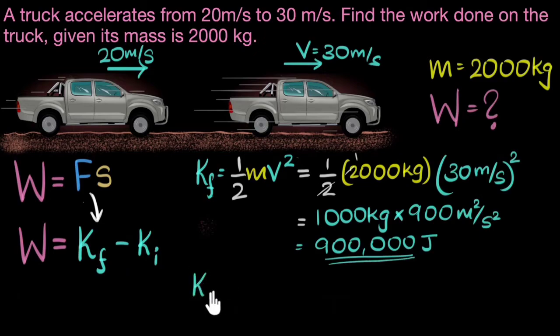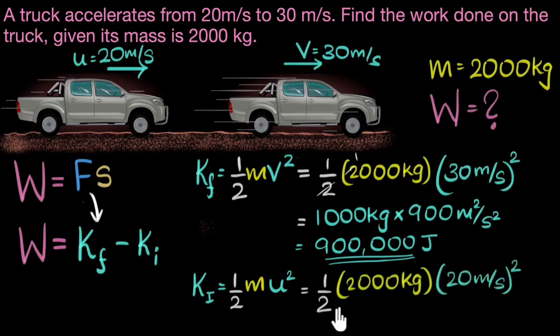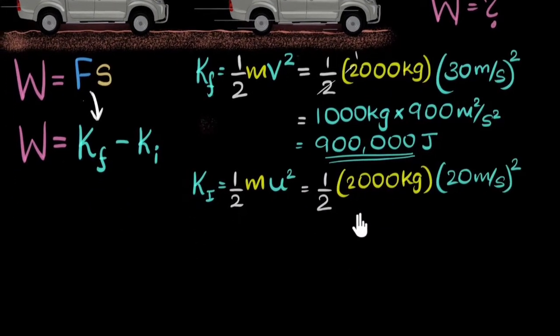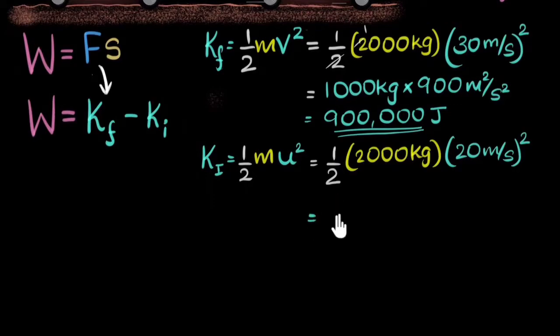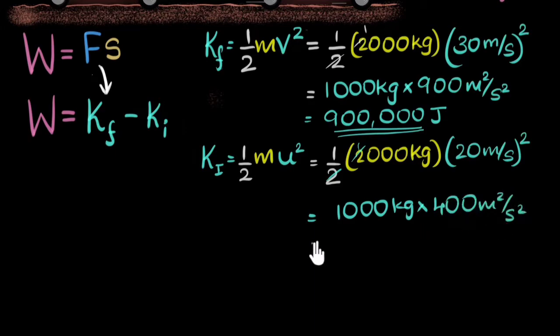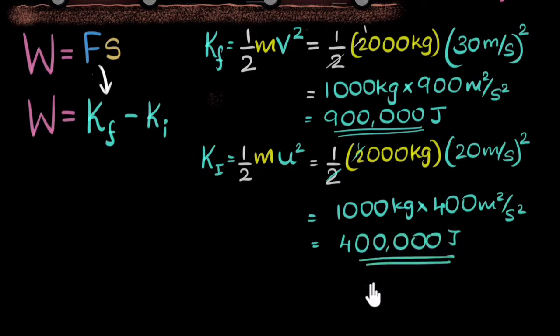Similarly, the initial kinetic energy would be half into m into the initial velocity squared. We'll call that u. And again, if we substitute and simplify, let's go down a little bit to make some space. Okay, so if we simplify, again, 2 goes 1 times. So 1000 kilograms into 20 squared is 400. This time I'll get 400,000 joules. So this is the initial kinetic energy, and the other is the final kinetic energy.